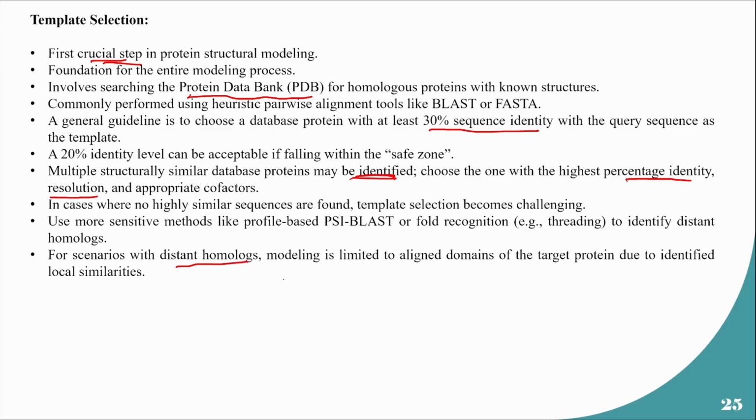Now, sequences with distant homologs. So distant homolog means the identity will be lower, right? Then the modeling can be limited to aligned domains. So only the domains that are conserved throughout the evolutionary process, which will be aligned perfectly. So then the modeling can be limited to those domains only. And for the target protein, of course, local similarity will be there, because if a stretch of subsequence is matching, then it is very likely that the structure for that subsequence could also match, right?